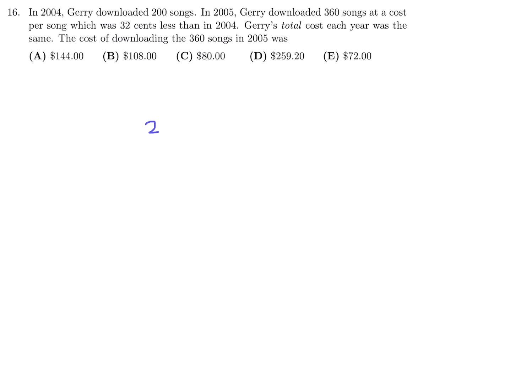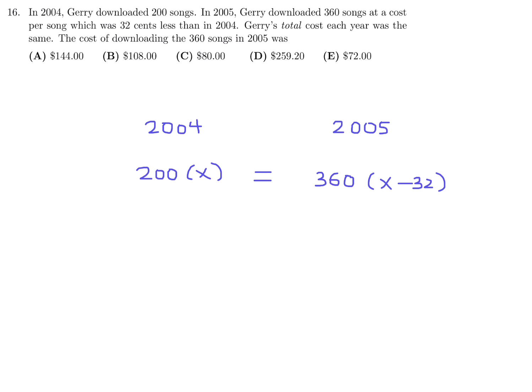So in 2004, he downloads 200 songs, and I'll let the cost be x. Then in 2005, he downloads 360 songs, but this time the cost is now not x, it's x minus 32, because 32 cents less. And they tell you that these total costs are equal. So that's the mathematical equation we now need to solve.